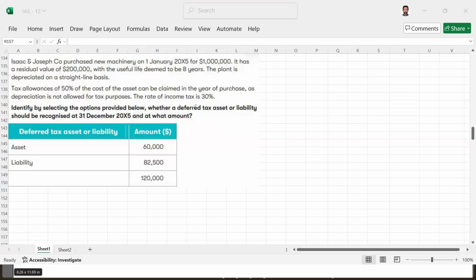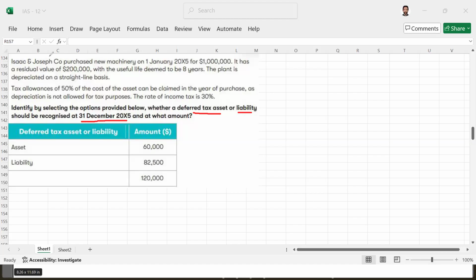So we have to calculate whether it's a deferred tax asset or a liability. Clearly, if the carrying amount is higher, we will have a deferred tax liability. If the tax base is higher, we will have a deferred tax asset, and how much will be recognized. Clearly, these figures would be taken to the statement of financial position.